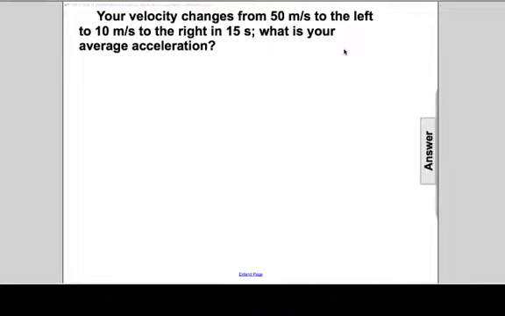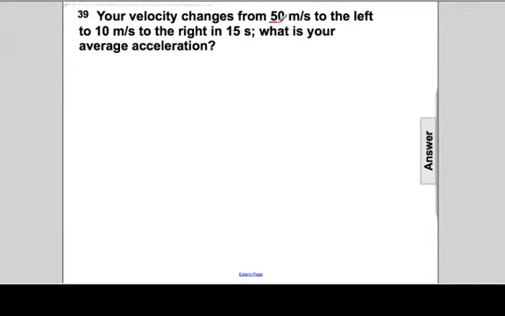In this problem, this is a little bit of a tickler, an unusual problem. Your velocity changes from 50 meters per second to the left to 10 meters per second to the right in 15 seconds. What was your average acceleration? Be very careful when we're solving this problem, and we're going to use a systematic approach just like we talked about before.